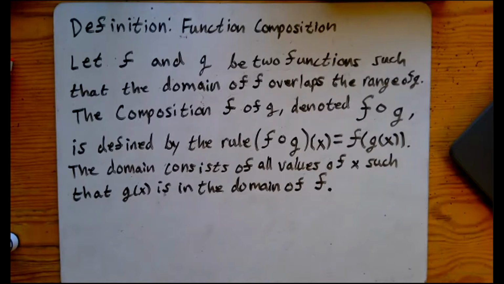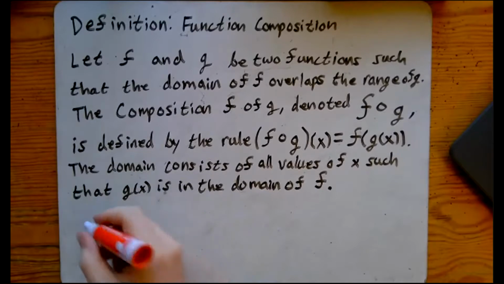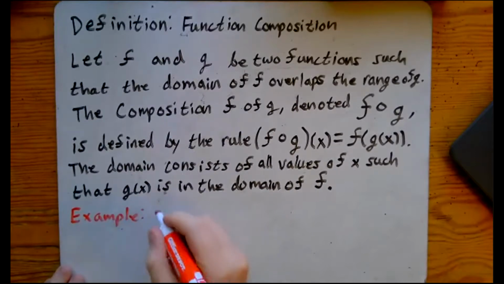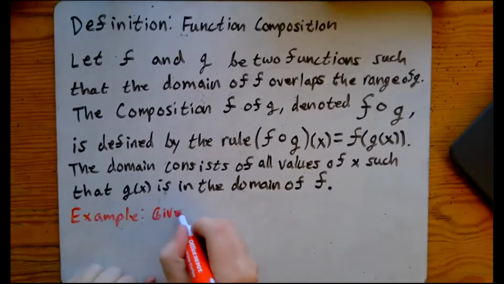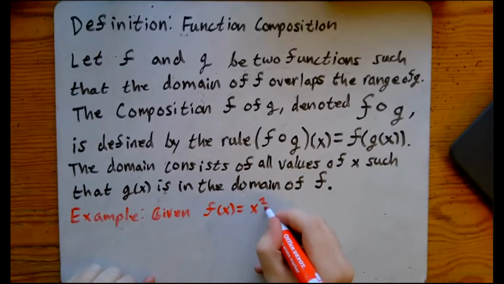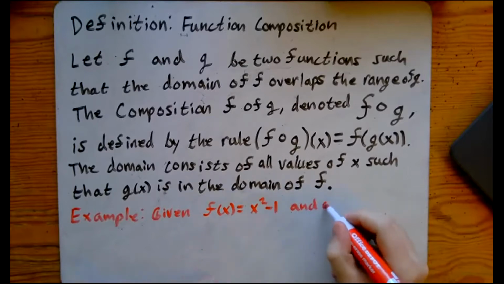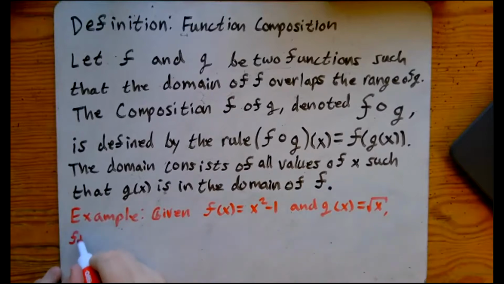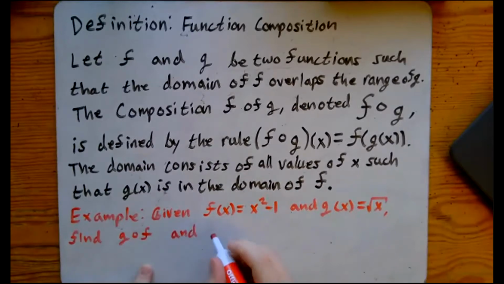So let's give it a try. Now it's actually pretty simple. If we are given that f of x equals, let's say, x squared minus 1, and g of x equals the square root of x, let's go ahead and find g of f and f of g.